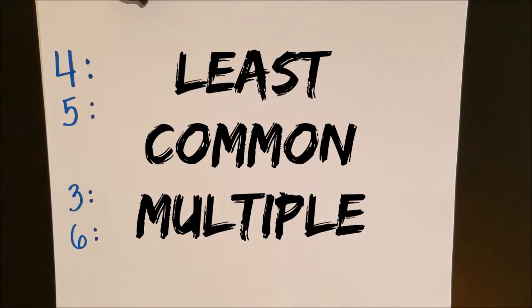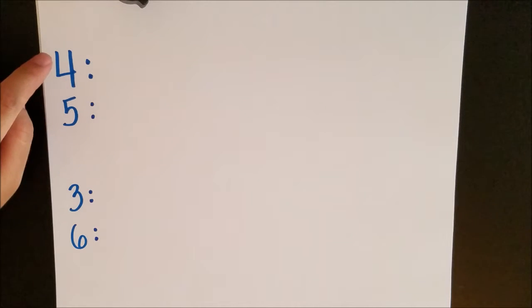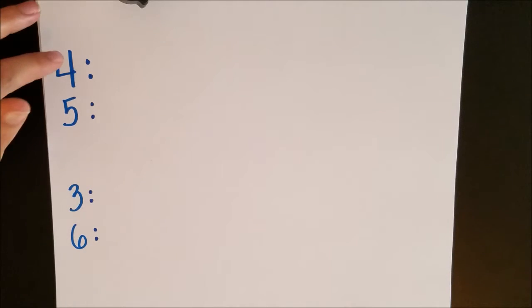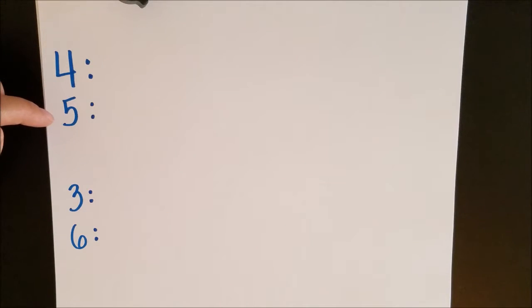Guys! Today we are going to be working on least common multiples. So multiples are, like, if you multiply 4 times 1, 4 times 2, 4 times 3, all of those numbers that you get are multiples of 4. So when you multiply 4 by anything, it's a multiple of 4. And so we are going to be finding the least common multiple between a pair of numbers.